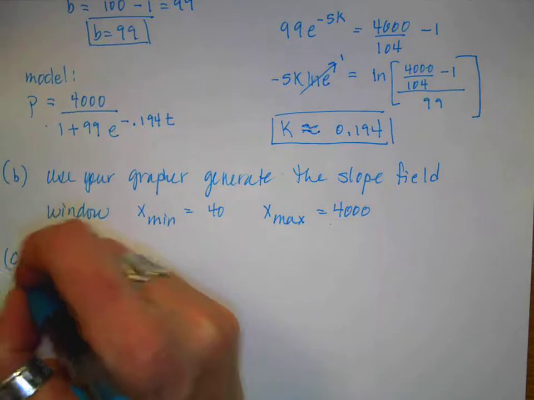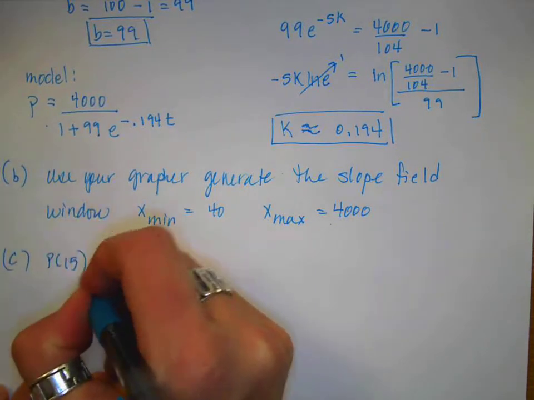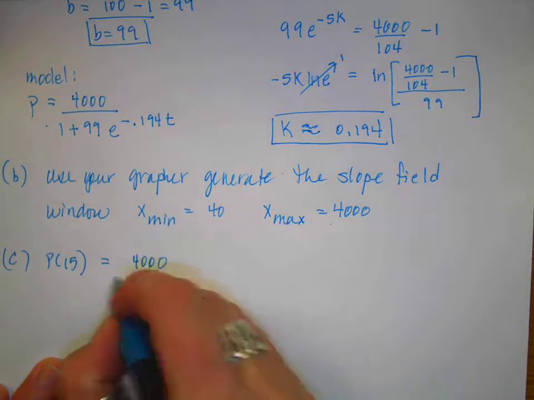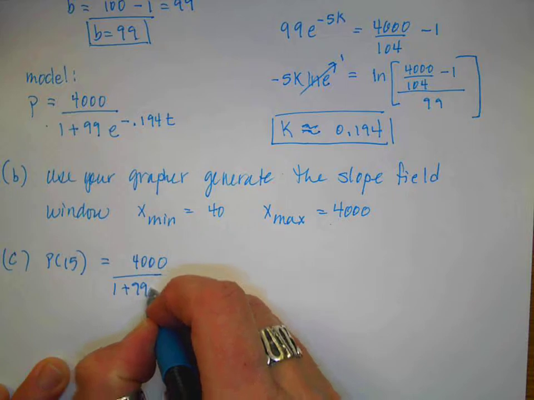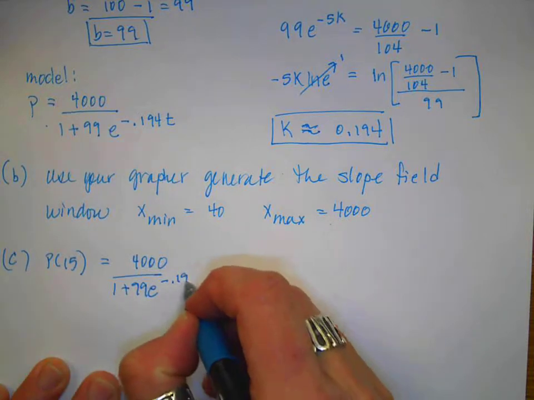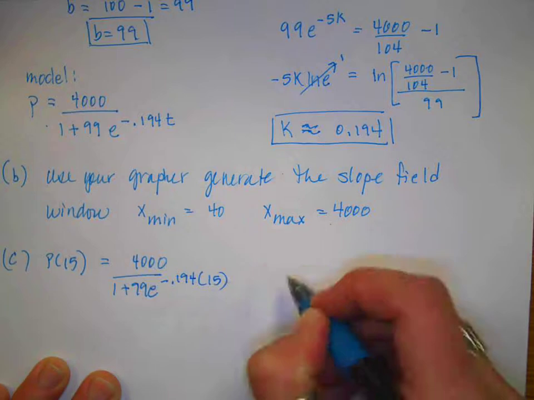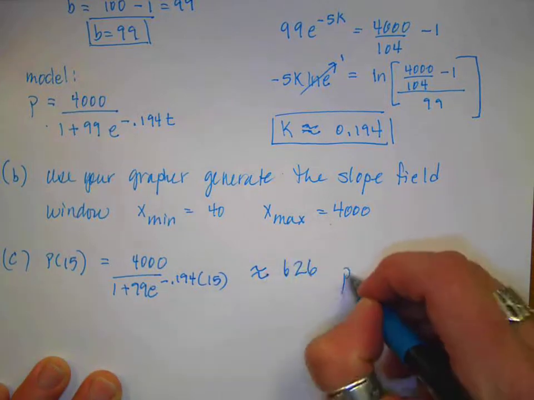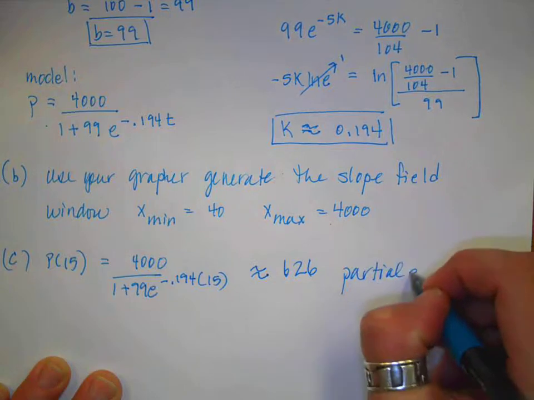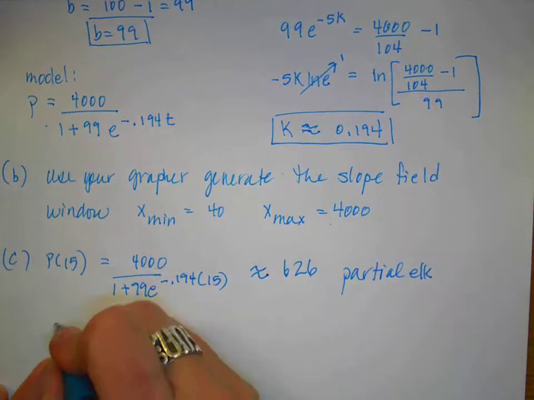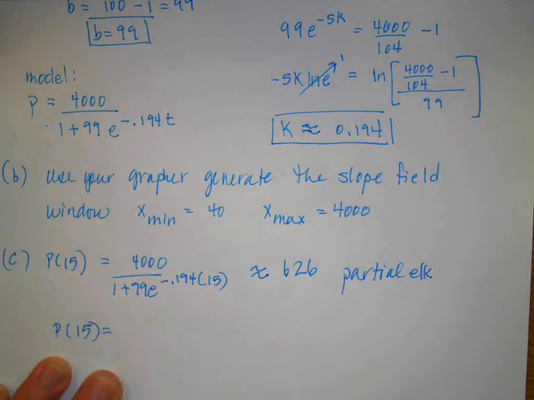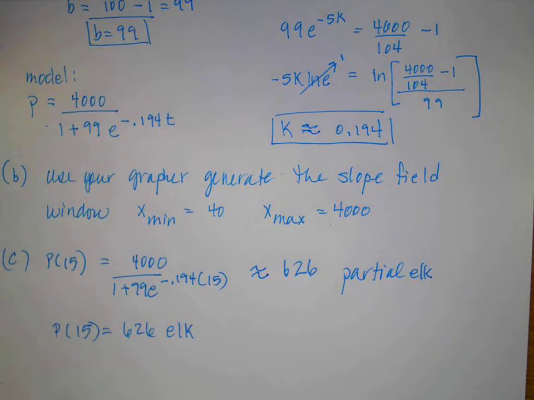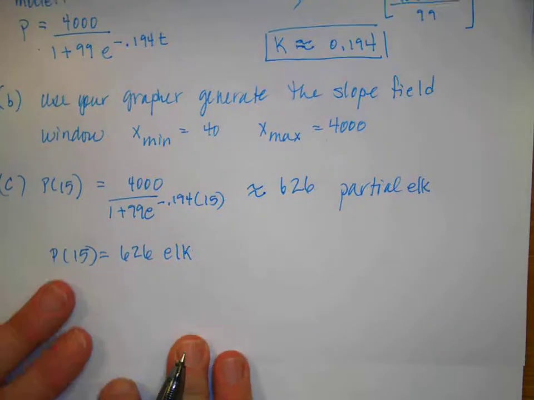Okay. The next part says predict the population in 15 years. Well, that's just easy. I substitute this in over 1 plus 99 e to the negative 0.194 times 15. I push buttons on my calculator, and I round because I can't have a partial elk, because that's just growth. Okay, so then I would say P of 15 is equal to 626. Remember, we identify our work.